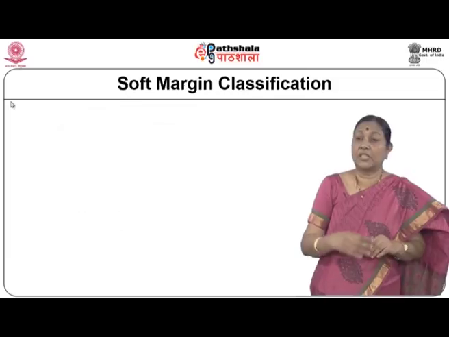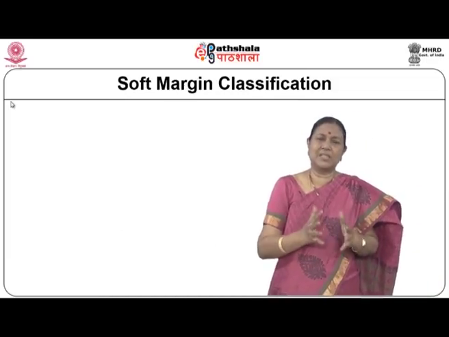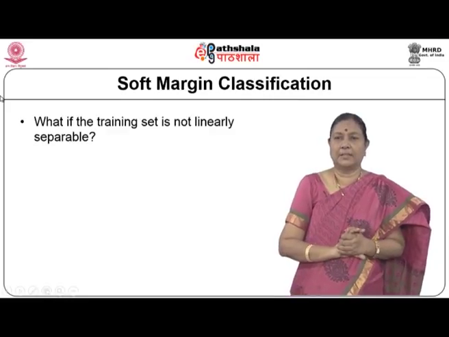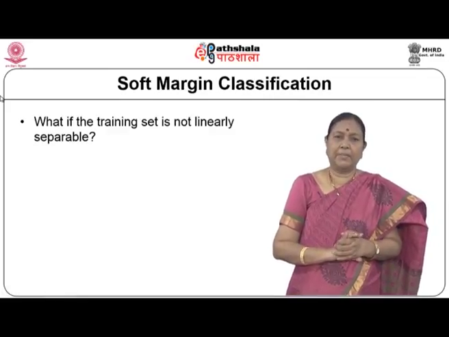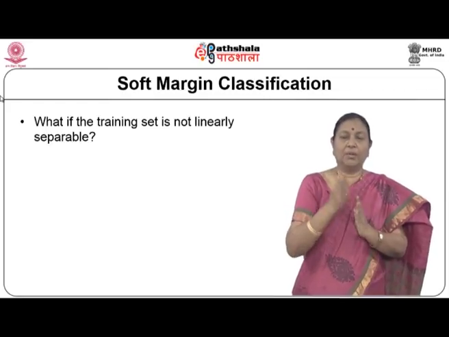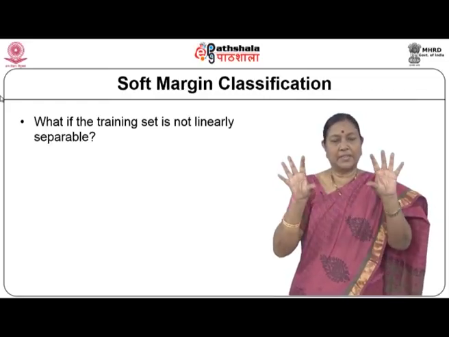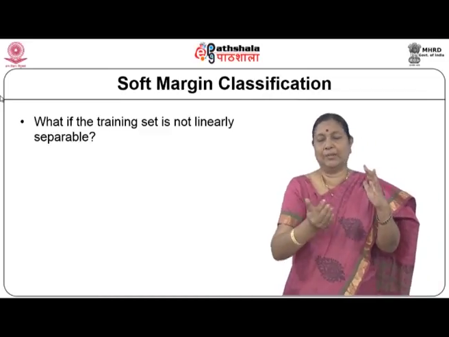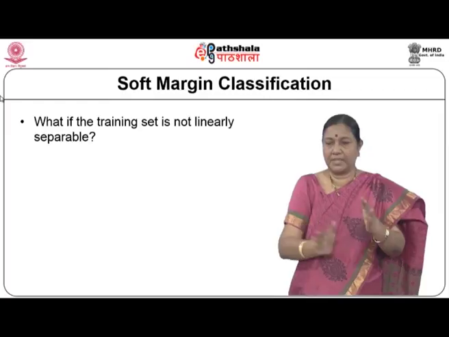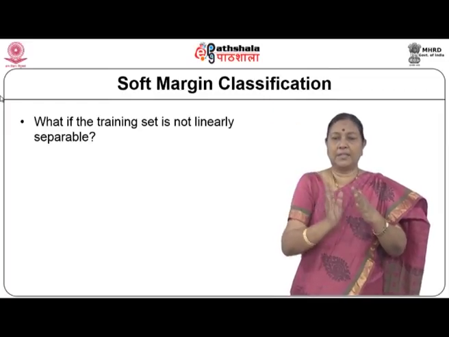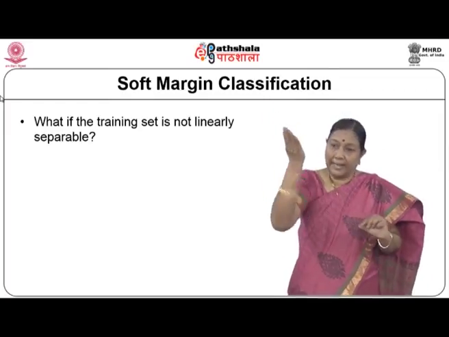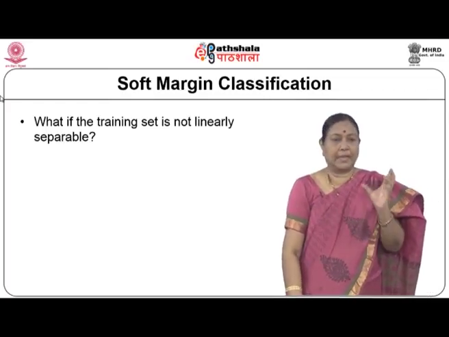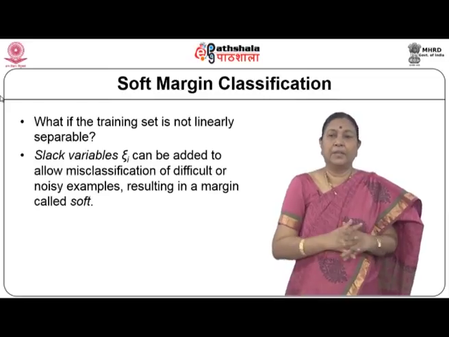Now, we go to soft margin classification. What is soft margin classification? What if the training set is not linearly separable? Until now we made a very convenient assumption that I can separate the data points correctly using a line, whether it is a 2 dimensional, 3 dimensional, or n dimensional one. It is linearly separable, that is, there is a line or a plane that you can define between these data points and those data points. That is what we assumed, but it is not necessary.